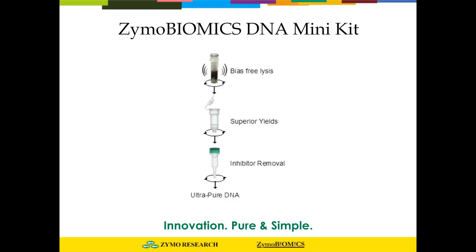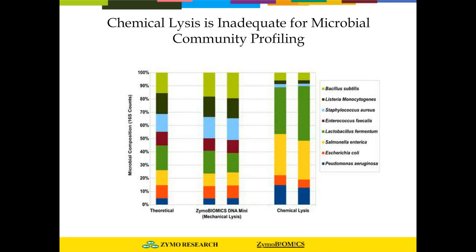We aimed at non-biased lysis, efficient purification, and low bioburden, so that for low sample inputs you have very low contamination and the reagents are all clean. In addition, we aimed at efficient inhibitor removal, since two of the most common sample types, fecal and soil samples, are rich in inhibitors that inhibit PCR and other methods. A little background: if you look at chemical lysis on the right here, compared to our theoretical, using our standard, you'll notice that chemical lysis is inefficient at lysing the gram-positive organisms. You have a huge overrepresentation of the gram-negative organisms.